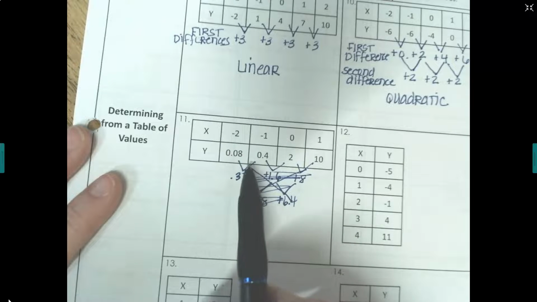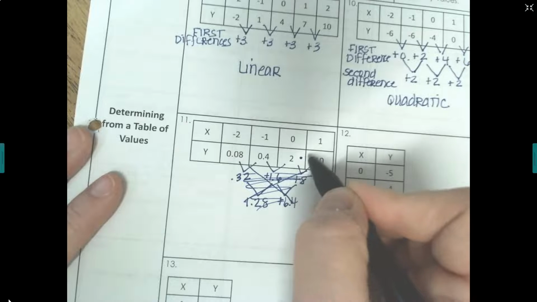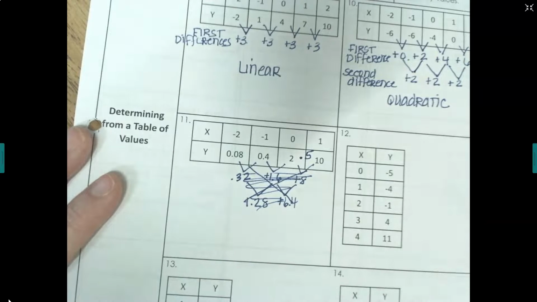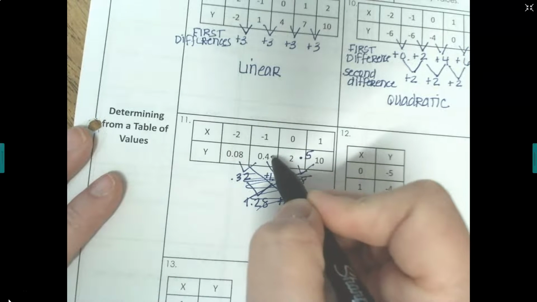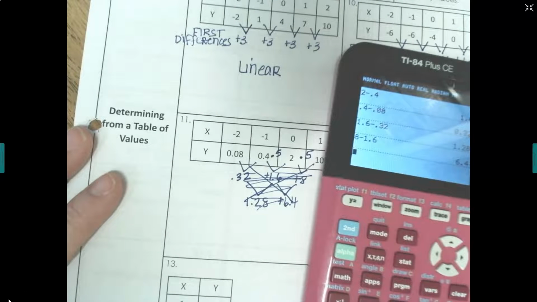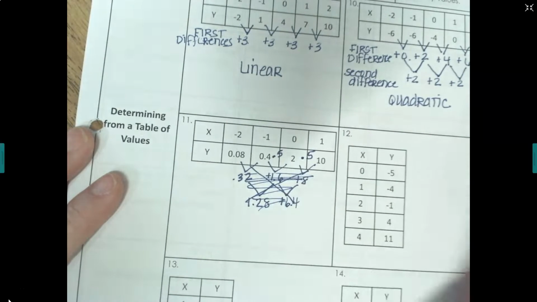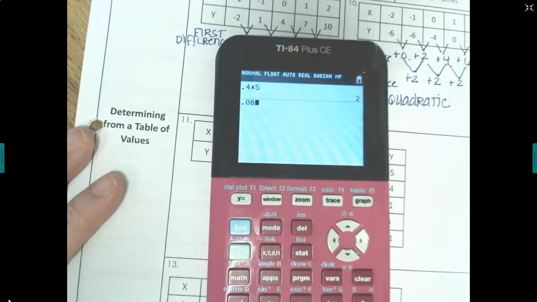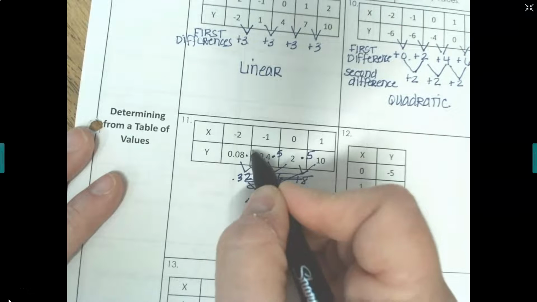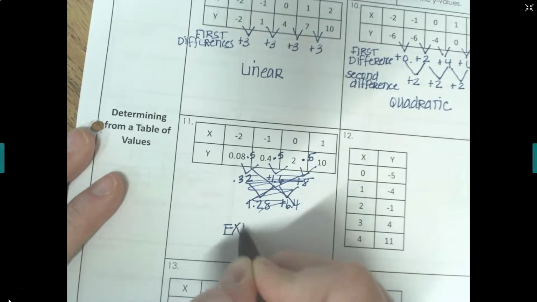Decimals, sometimes we don't like looking at the decimals, so I'm just going to look here. If I say 2 times 5, well, that's definitely 10. So I'm going to try it again here. Is 0.4 times 5 2? Well, let's take a look. 0.4 times 5 is 2, okay? And then is 0.08 times 5 0.4? 0.08 times 5 is 0.4. I found a common multiplication pattern, multiplying by 5. This is exponential.